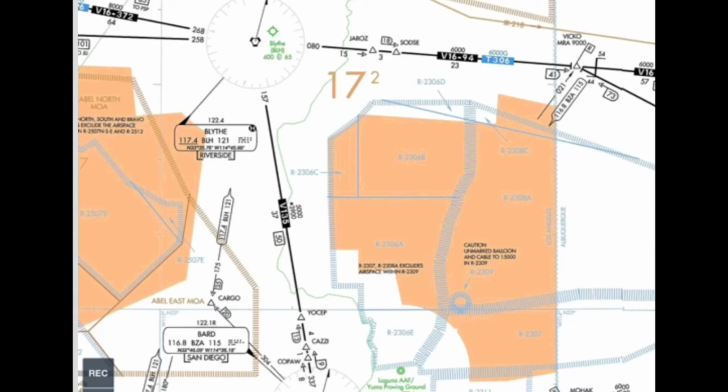Now let's say the MEA was 4,000. You wouldn't want to descend down to 4,000 because you're expected to fly at 5,000 in your clearance. And you always want to fly the highest out of the three. So in this case, instead of going down to the MEA of 4,000, you would remain at your expected 5,000 altitude.